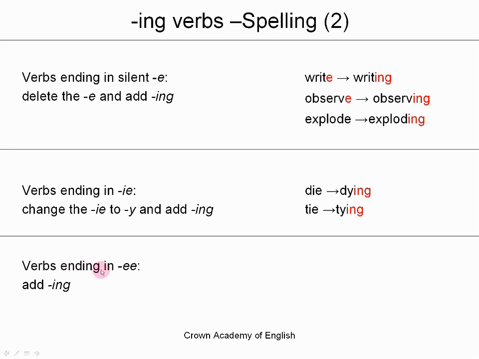Verbs ending in double E. This is easy again, we just add the letters ing. So see becomes seeing and free becomes freeing.